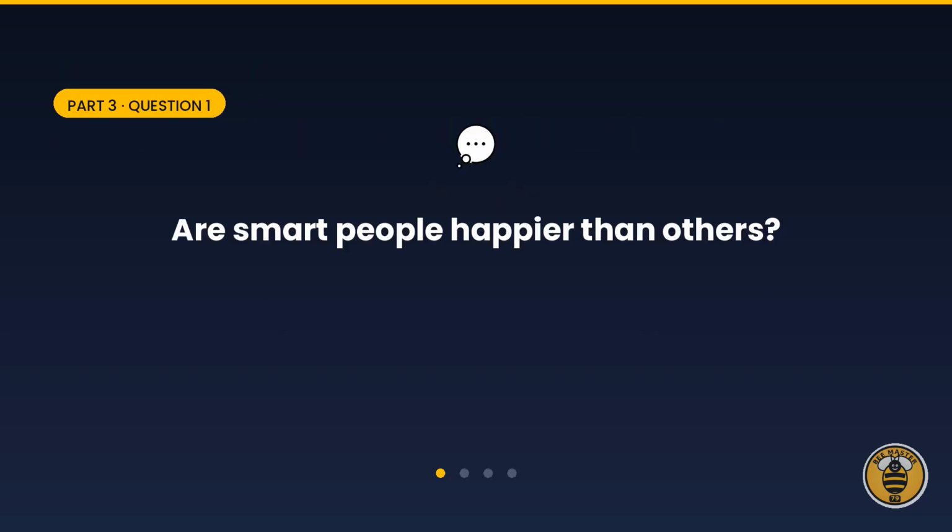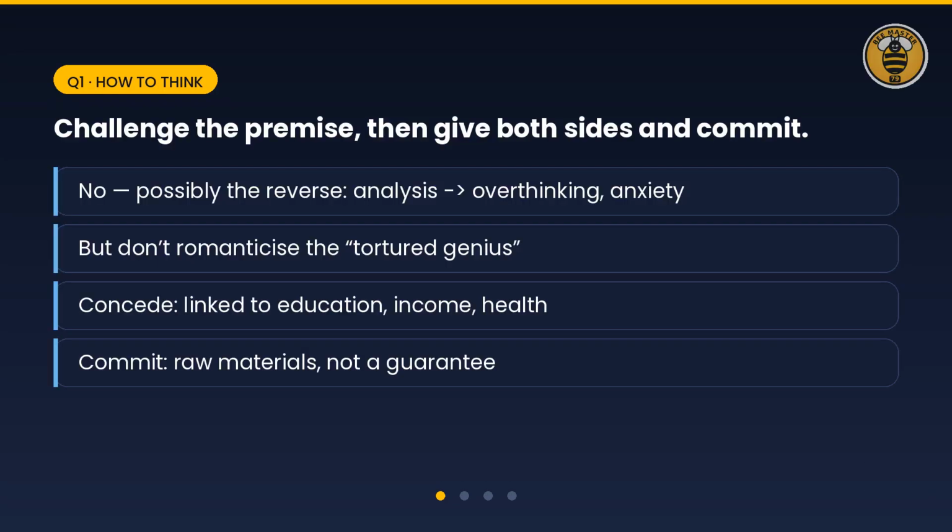Question 1. Are smart people happier than others? Do not just say yes. The strongest move here is to challenge the premise, then concede the other side, then commit to a position anyway. Notice the shape: no, possibly the reverse, but let us be fair, and here is where I land.